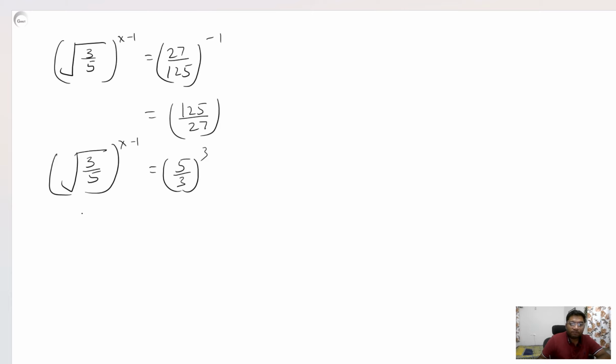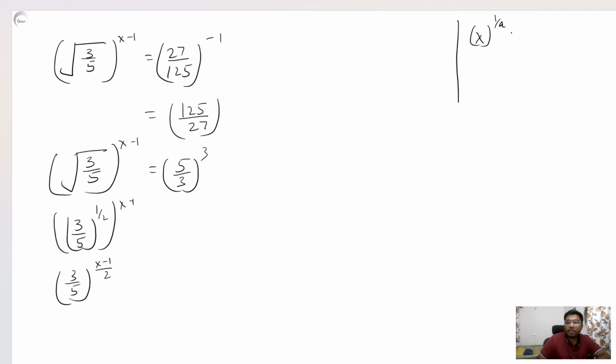Now, root 3 by 5 can be written as 3 by 5 to the power 1 by 2. And then this whole thing is to the power x minus 1. That means it can be written as 3 by 5 to the power (x minus 1) whole upon 2. Now, there are two rules I used here. First, x to the power 1 by a is nothing but the a-th root of x. That's a law of exponents. The second law I used was x to the power minus a can be written as 1 by x to the power a. So these are the two things which I have used in this question.